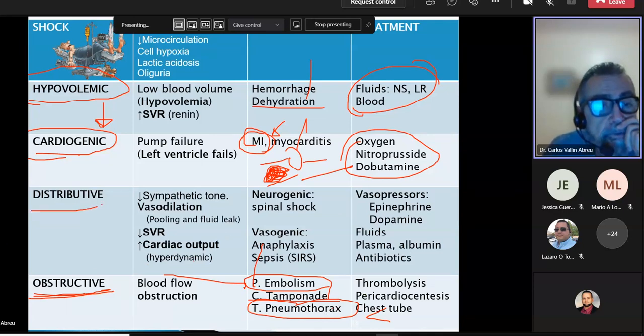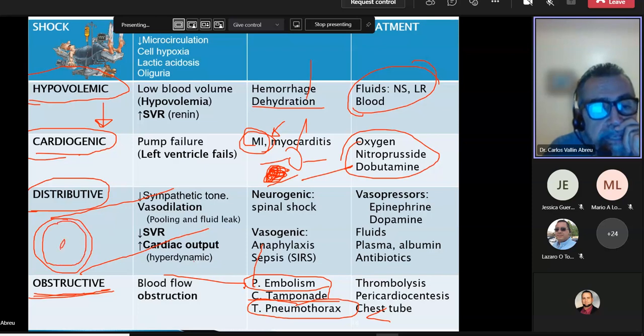And then the distributive shock. What is the distributive shock? It's a shock in which the arteries become so open, so exaggeratedly dilated, that even having a normal amount of blood inside, this normal volemia is not enough to fill the very open arteries, the very open pipes, and the pressure inside drops.